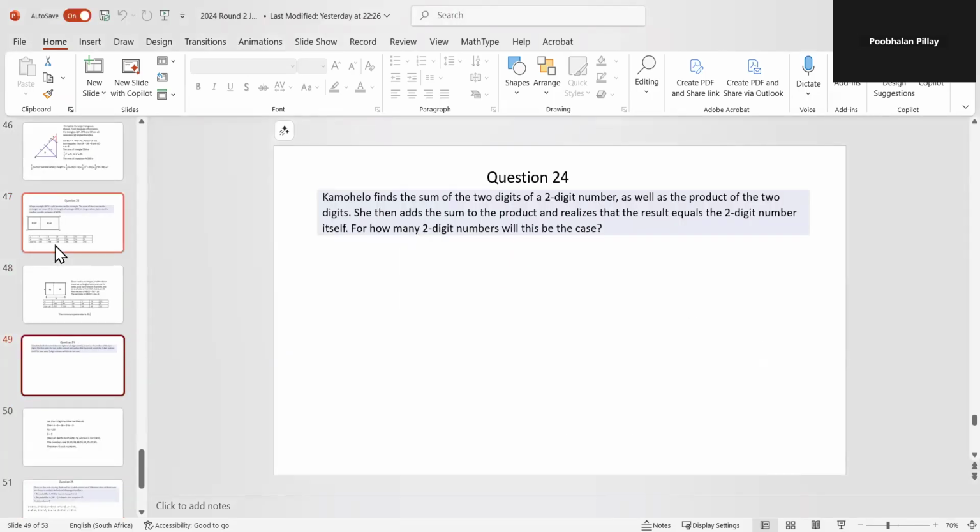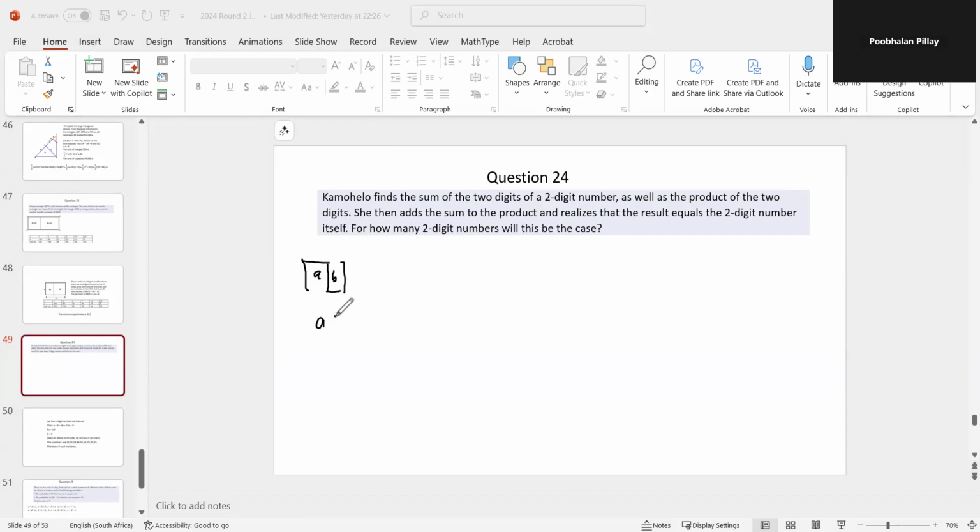Problem number 24, let's read this. It says that Kamohelo finds the sum of the 2 digits of a 2-digit number, as well as the product of the 2 digits. Let's just stop right there, and we'll say that we don't know what the 2-digit number is. I'm going to put the tens digit as A and the units digit as B. Sometimes I write it as AB, but it's confusing because this looks as if it's a product. So this is your 2-digit number.